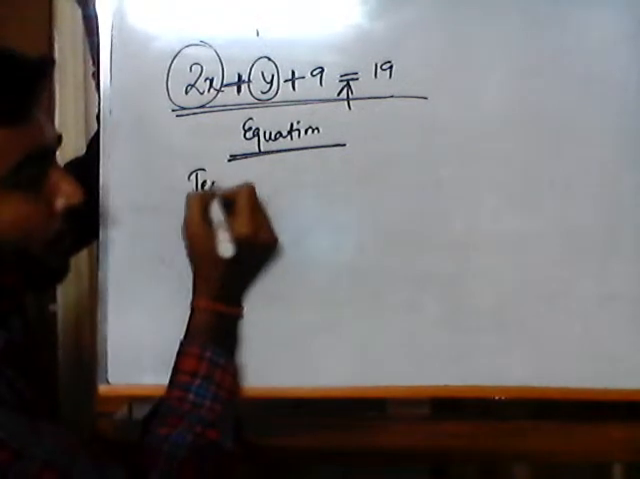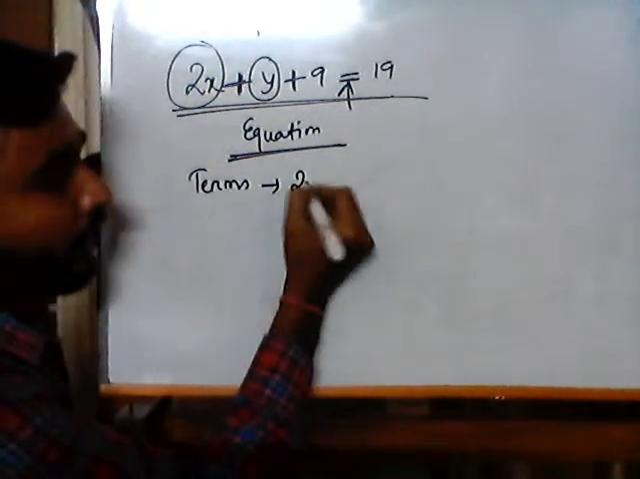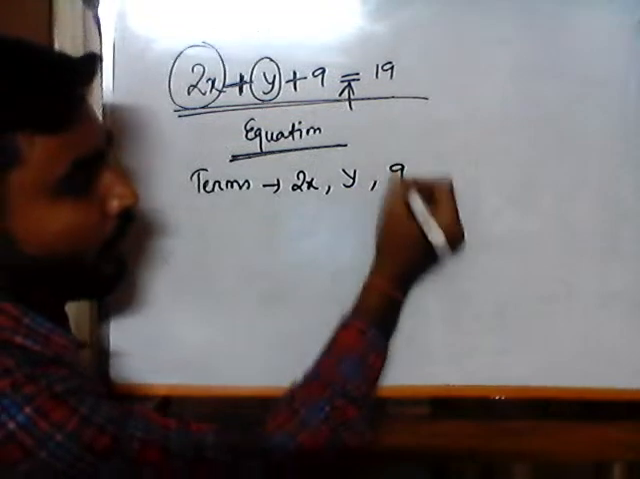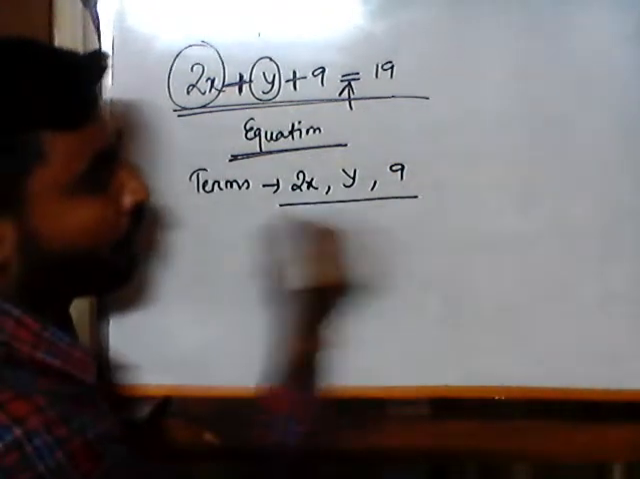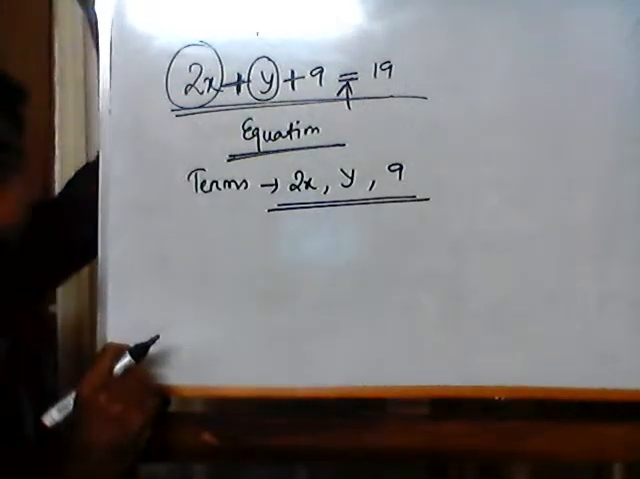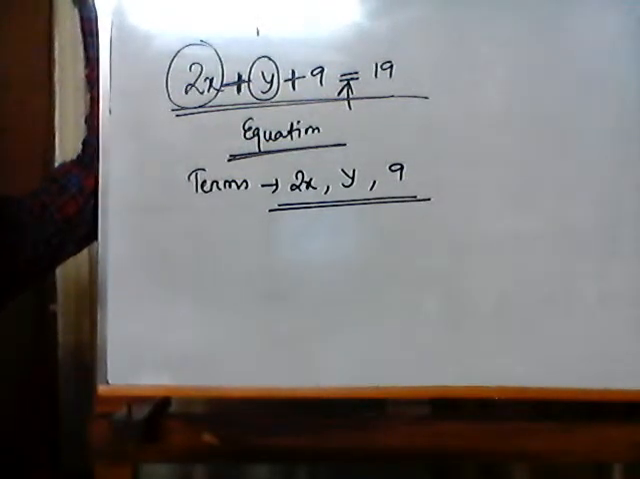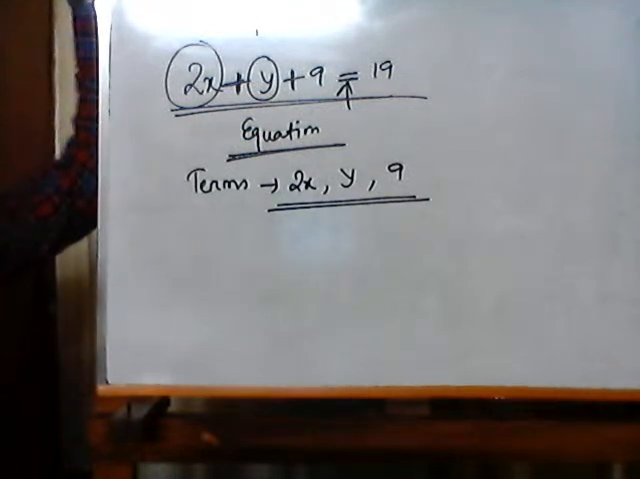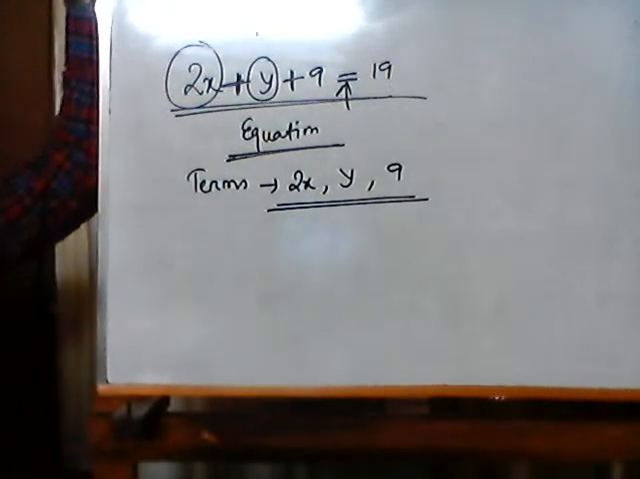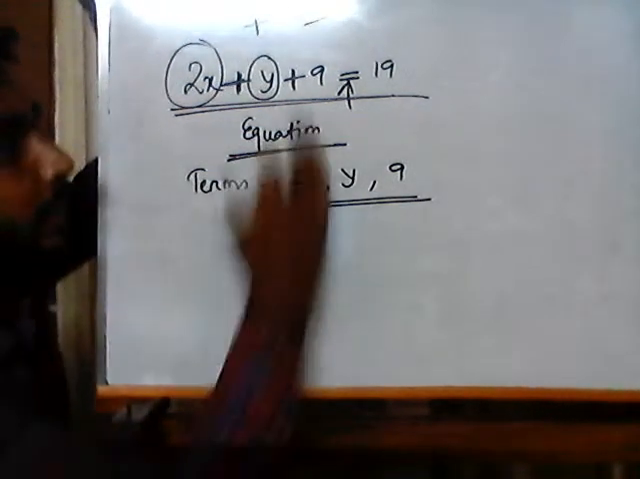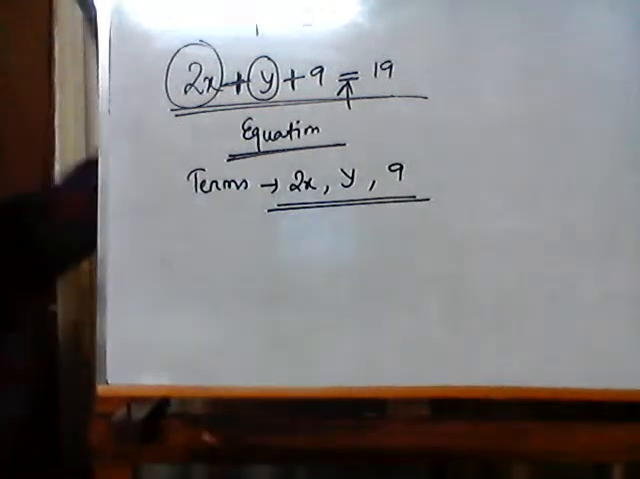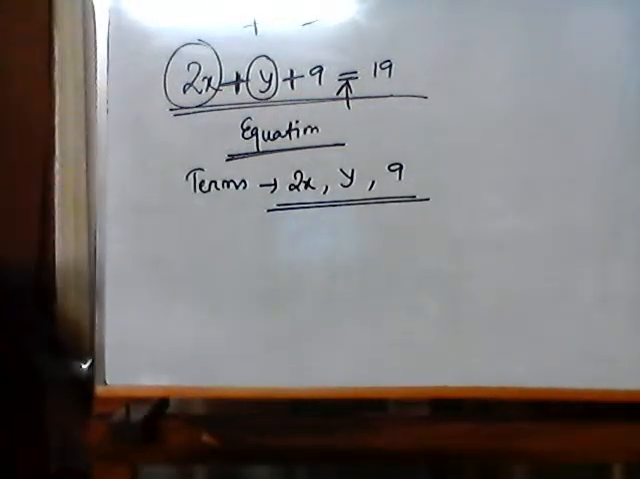So what are the terms? Twice x will be a term, y will be a term and 9 will be a term. These are the terms of the equation. Are you clear what the terms of the equation are? Terms are the parts of the equation. The equation may be linear or quadratic or cubic, that doesn't matter. If the parts are separated by a plus sign or a minus sign, then each part will be called a term of the equation.